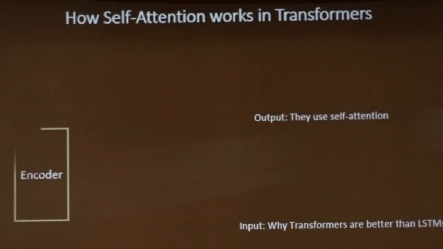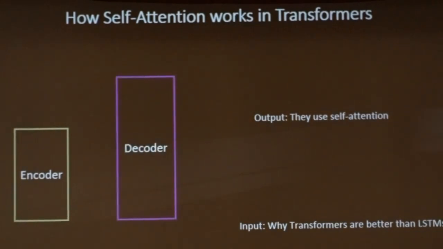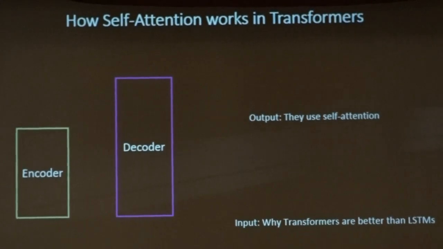Okay. Now we have to understand how the self-attention mechanism works in transformers. Suppose we wanted to build a simple chatbot application which takes an input sequence, why transformers are better than LSTMs, and has to generate the response, and the target output is they use self-attention. This is my task. Am I clear? I wanted to build a simple chatbot which takes an input text, why transformers are better than LSTM, and has to return the target text, they use attention. How can I implement this using the transformer?